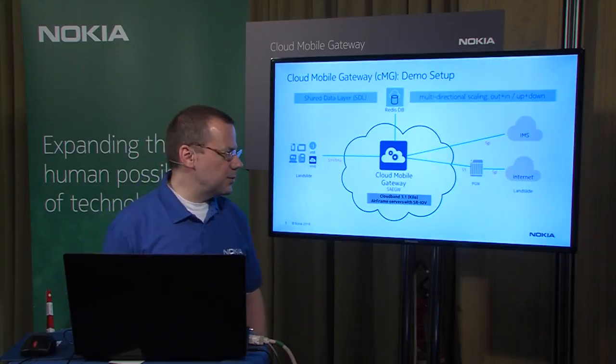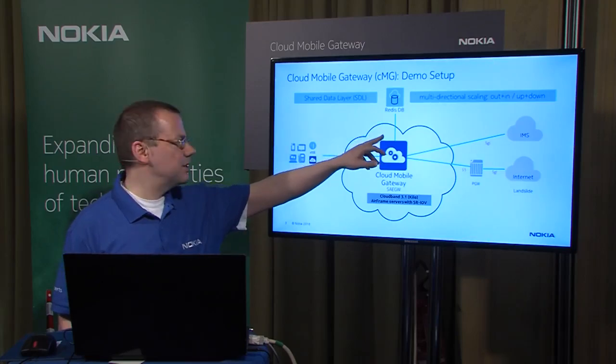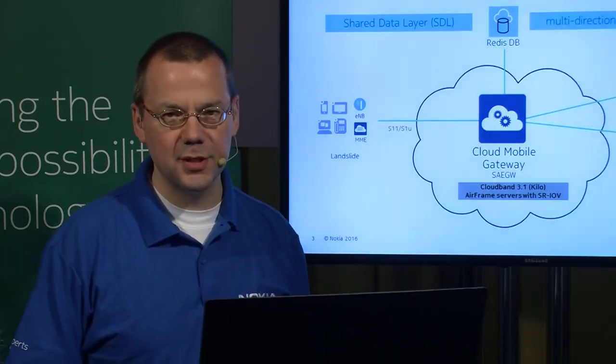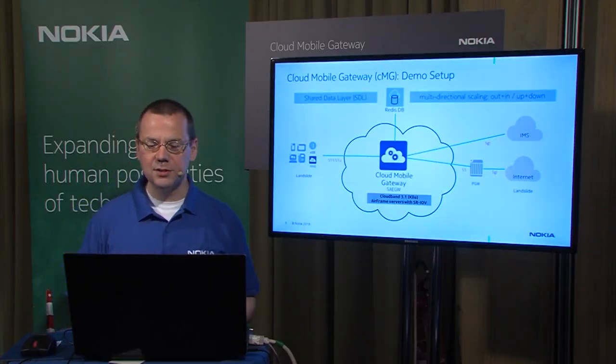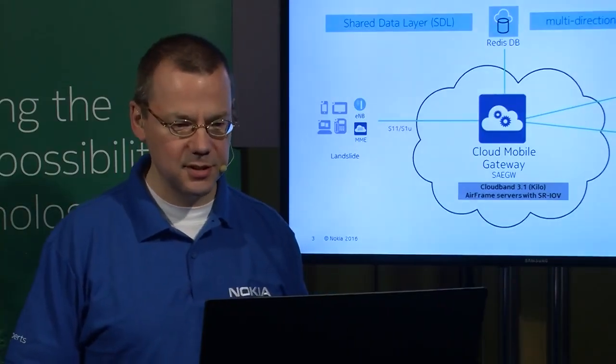The Cloud Mobile Gateway demo is connected to the Redis database. This Redis database is what we call the shared data layer. The shared data layer is storing all the information which is captured by the Cloud Mobile Gateway, and instead of keeping the information inside the VMs, we are storing this information into the database. This allows us to do a multi-directional scaling, so we do a scale out and a scale in.